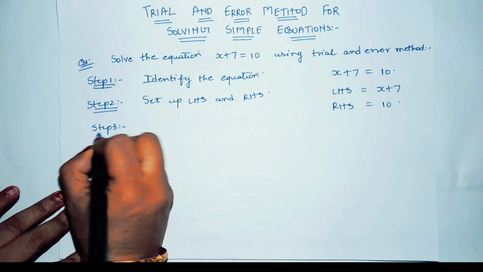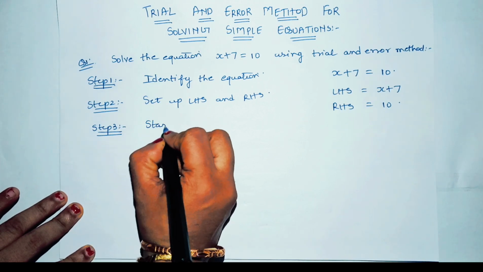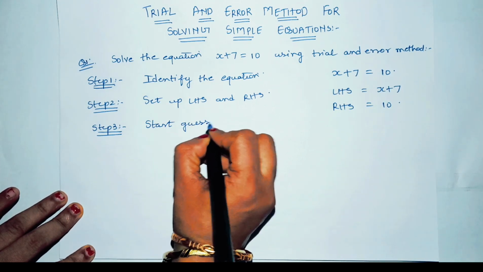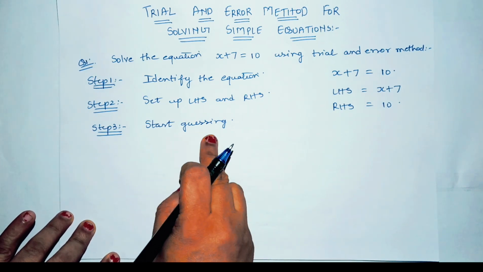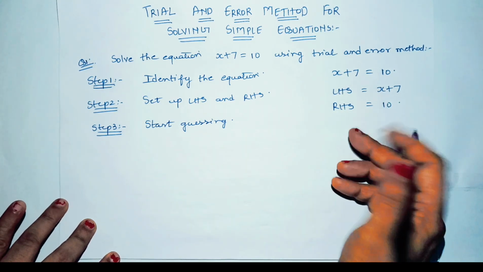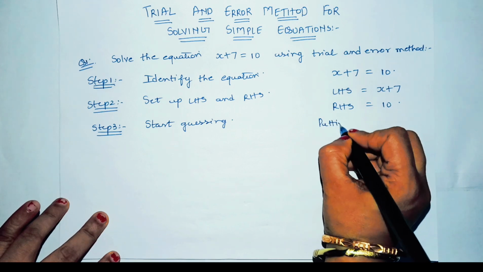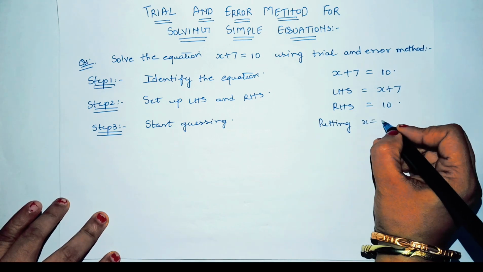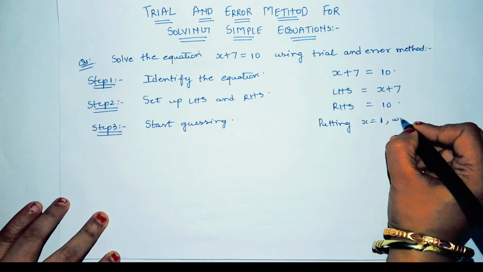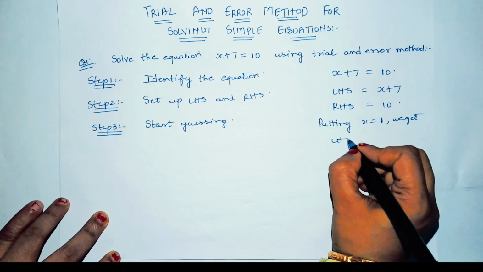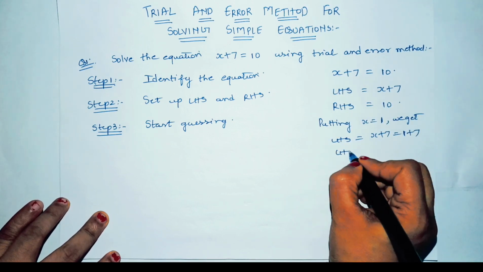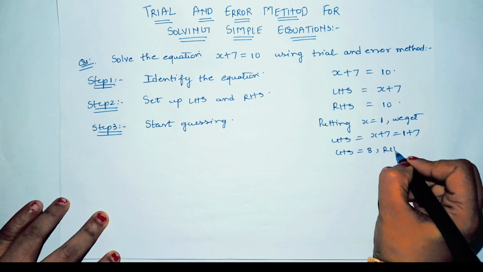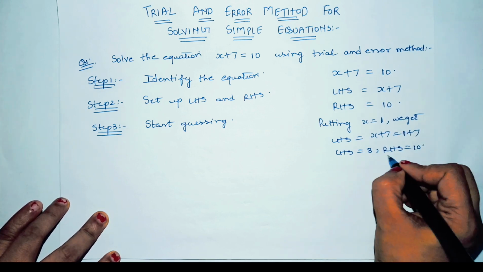Step 3. Start guessing. Very important. Start guessing means what? Substitute different values for the variable. It means what will I write? Putting x is equal to 1. Putting x is equal to 1, we get, in LHS, that is x plus 7, it means 1 plus 7. So LHS is 8. And RHS is already given, that is 10.